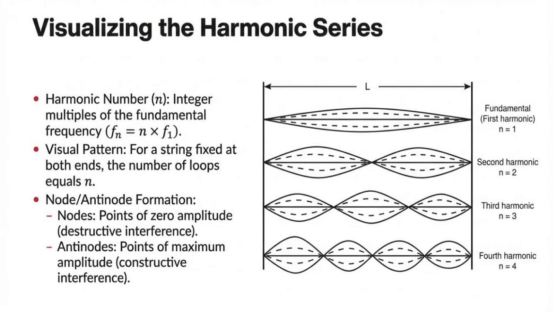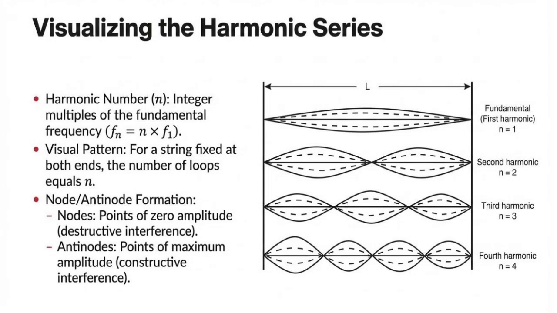The harmonic series consists of frequencies that are integer multiples of the fundamental frequency, which means each harmonic corresponds to a whole number times the base frequency. When we look at a string fixed at both ends, the pattern formed by its vibrations shows a number of loops equal to the harmonic number. In these patterns, nodes are points where the string has zero movement due to destructive interference, while antinodes are points of maximum movement caused by constructive interference.